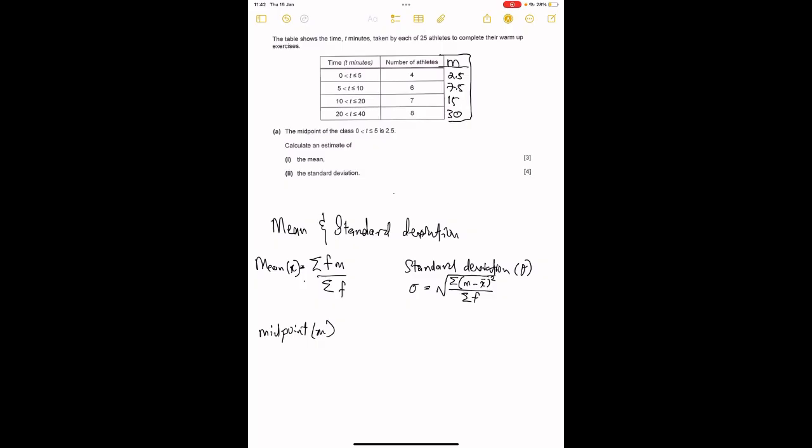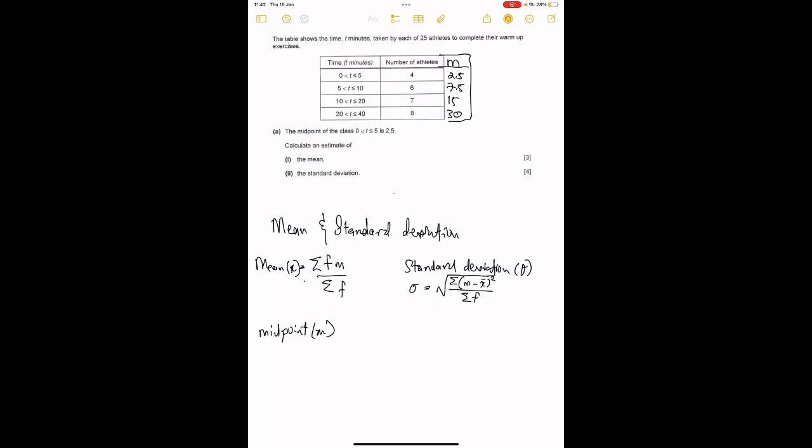A. The midpoint of the class of range 0 to 5 is 2.5. Calculate an estimate of the mean and the standard deviation. So first of all, we should know the formulas of both the mean and the standard deviation, and you should be able to calculate them. So in this case, let's start with the mean.